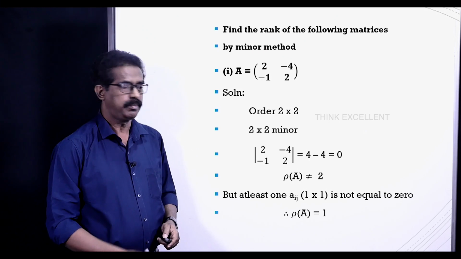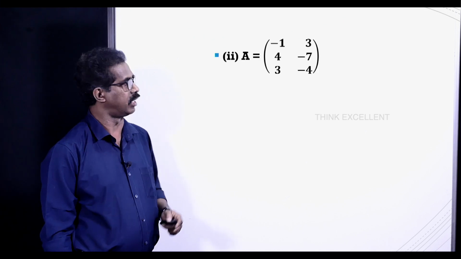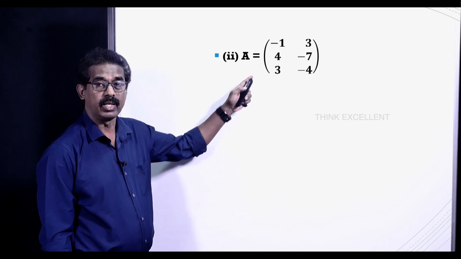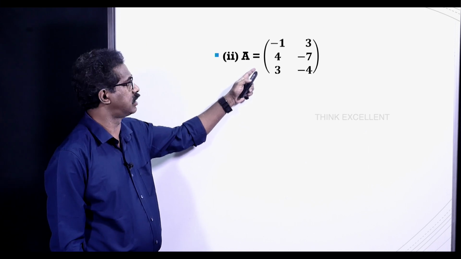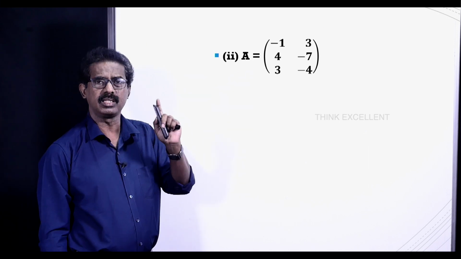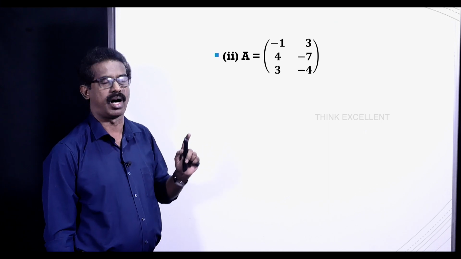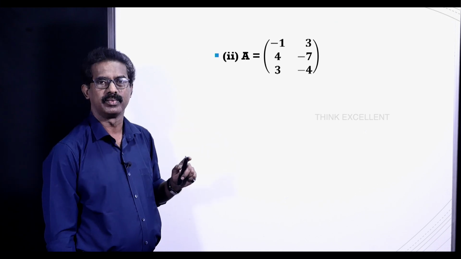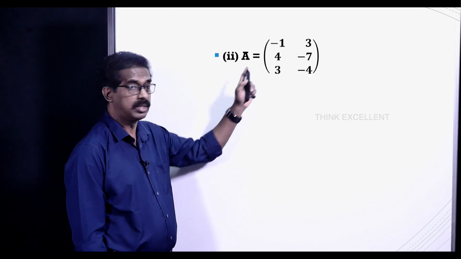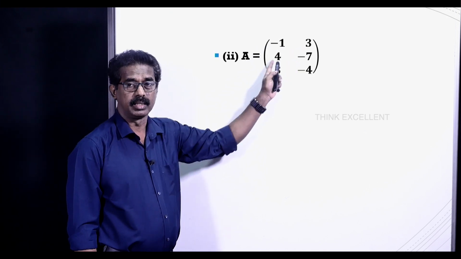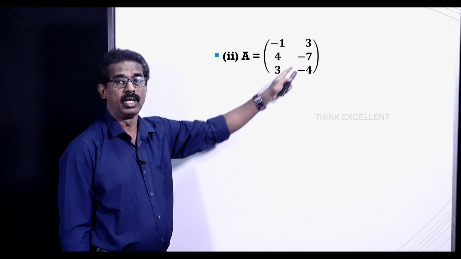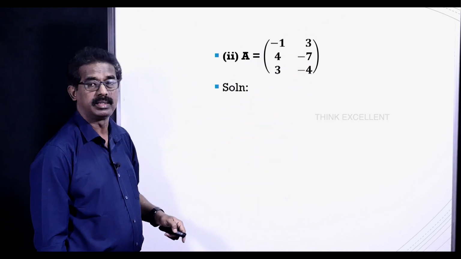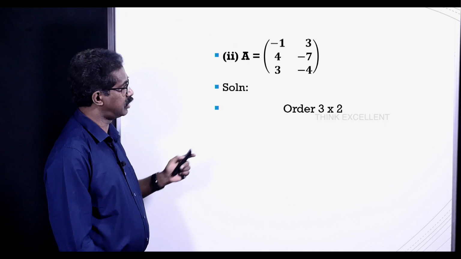Shall we go for the next sum? A similar method, another question. A equal to minus 1, 3, 4, minus 7, 3, minus 4. First step, you have to check the order. What is the order here? There are how many rows? 3 rows, right? First row, second row, and third row. There are 3 rows, but how many columns? Only 2 columns. So the order is 3 by 2.